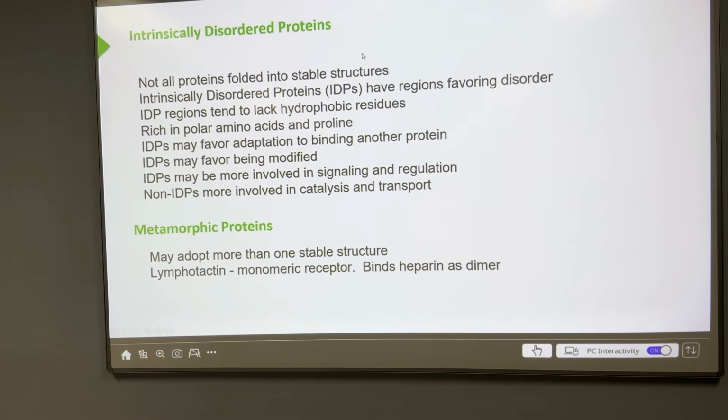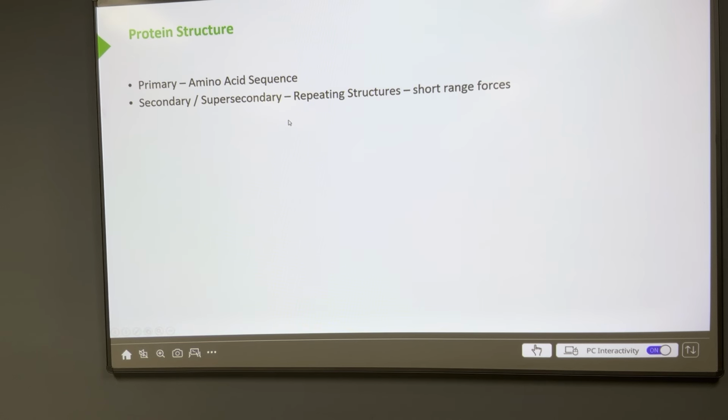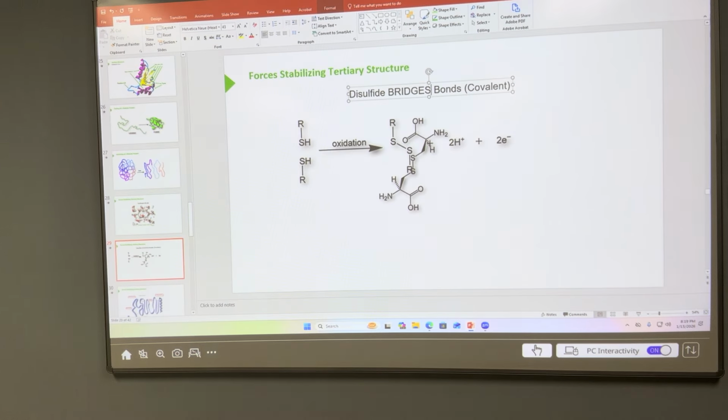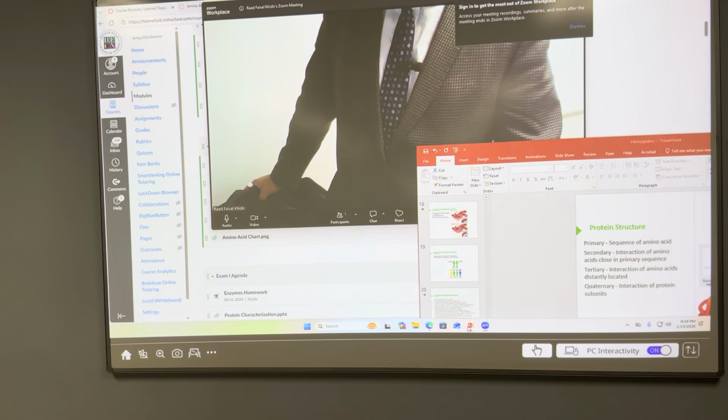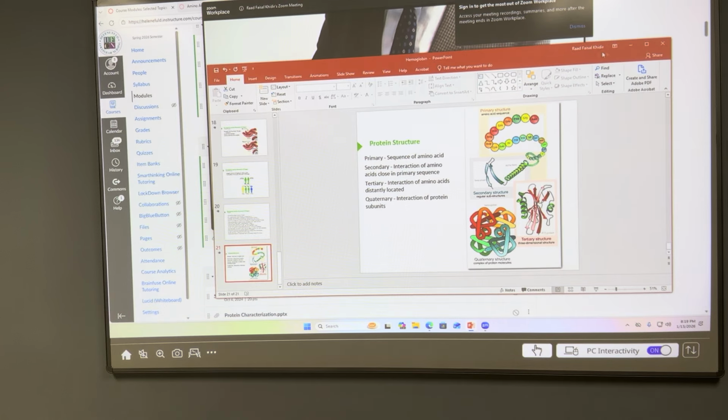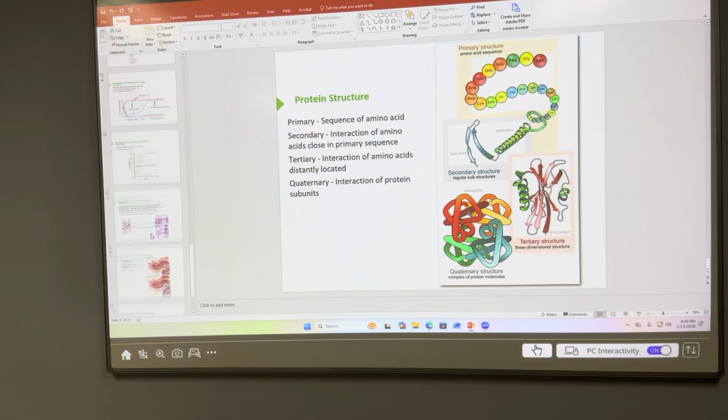What's a proteasome? Proteasome is the shredder of proteins. It shreds all the proteins. Intrinsically disordered, we talked about those. Primary, secondary, tertiary, we're done with that. Lastly, we're going to end with hemoglobin.